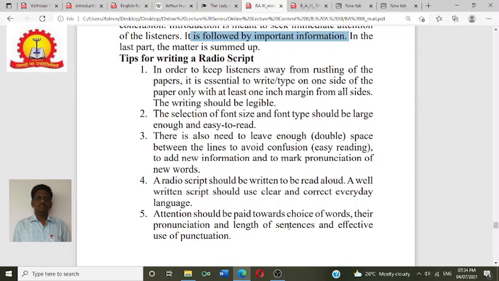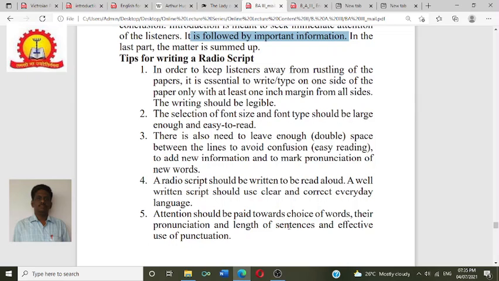So the selection of a font size and font type should be large enough and easy to read. Otherwise, we cannot read it very easily. We have to watch it very carefully. And in that situation, confusion may be created when we are reading on air. This is the important thing. This is the second tip.